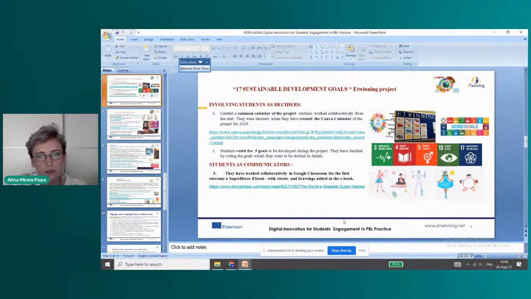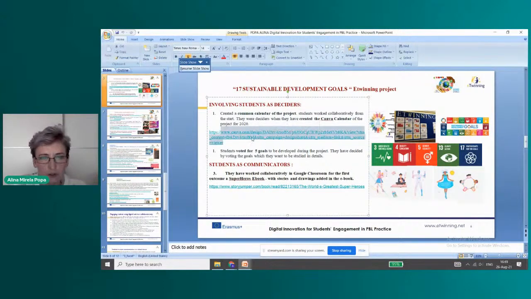Regarding the role of students, how can we engage students in projects? If they are deciders in this project, for example, we gave them the free choice to make a calendar. I'm not sure if this link will work, but I mentioned that we made it in Canva. Canva.com is a tool that lets you work collaboratively. And if you have Canva for Education, you have the opportunity to make classes and to guide students to work in a common slide, in a common final product.